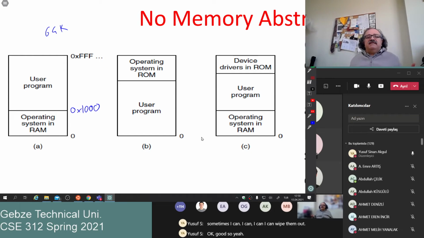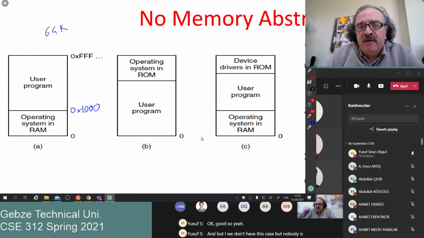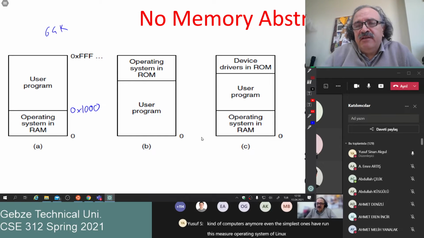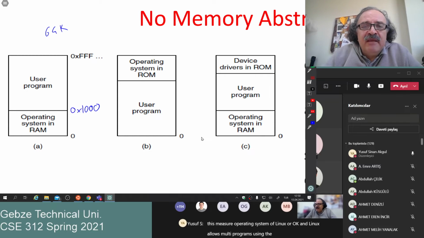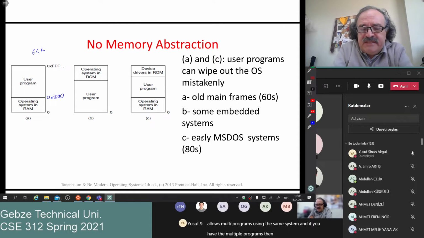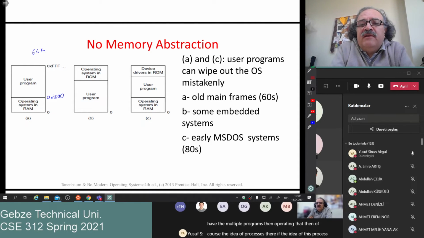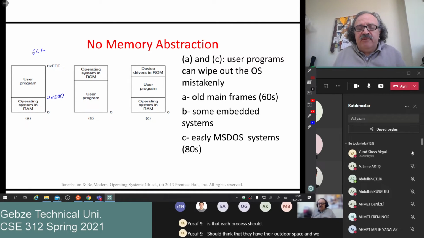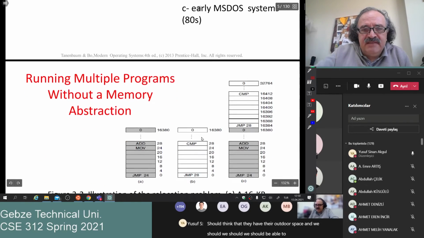But we don't have this case. Nobody is using these kinds of computers anymore. Even the simplest ones run the nice operating system Linux, and Linux allows multiple programs using the same system. If you have multiple programs, then of course the idea of a process is there. Each process should think that it has its own address space, and we should be able to handle these kinds of cases.